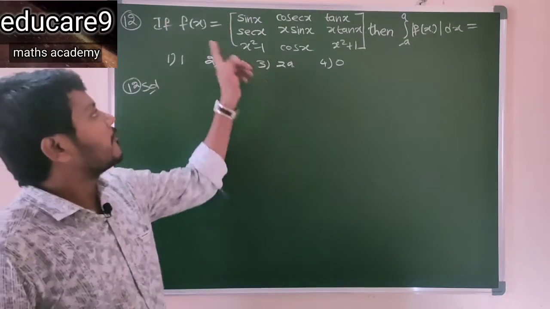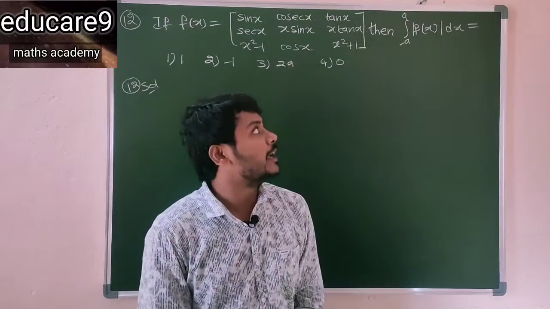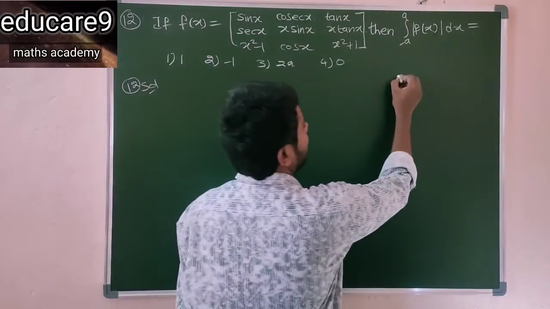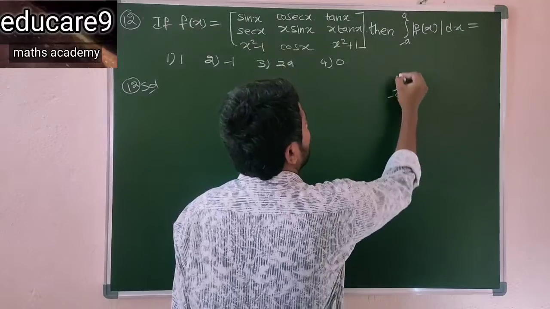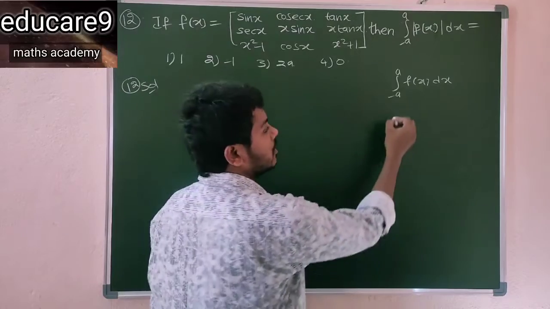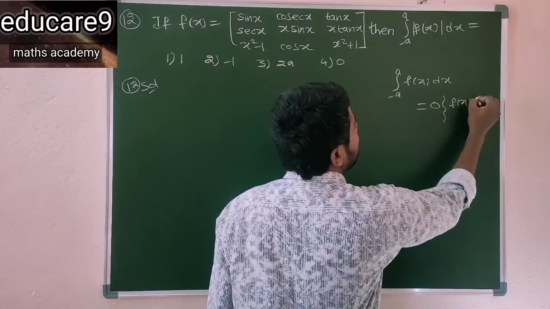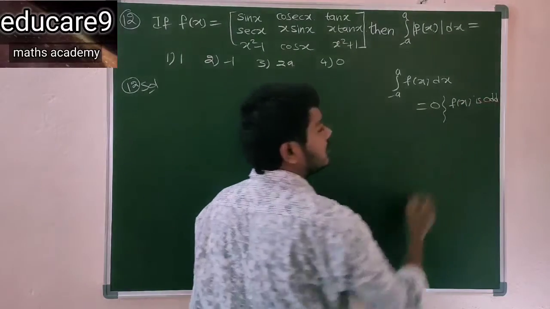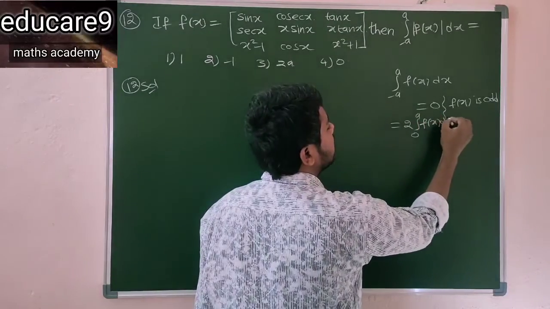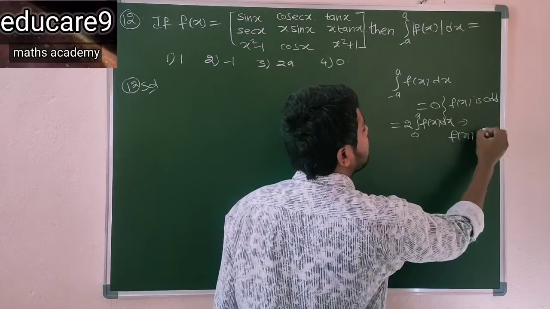Here matrix f of x is given, then find the integration from minus a to a of determinant of f of x dx. So one condition is there: integration of minus a to a f of x dx is equal to 0 if f of x is odd, and 2 times integration of 0 to a f of x dx if f of x is even.